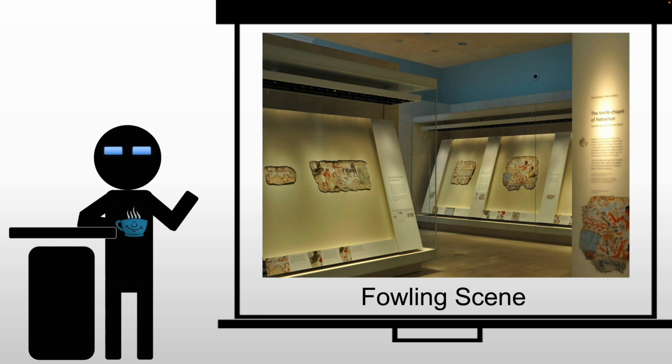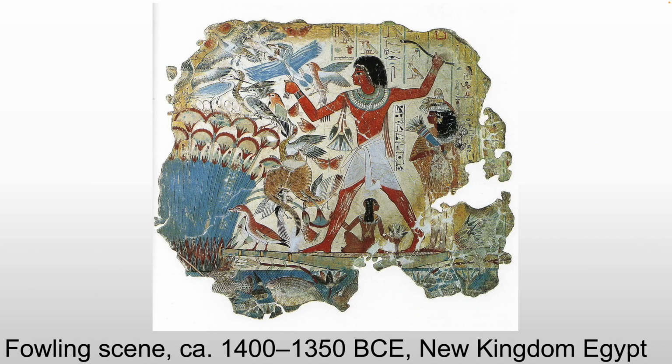The Fowling scene is an interesting piece. It's one of many Alseco frescoes that we see in tombs in Egypt. And this means, Alseco means that this is painted on dry plaster, which is part of why not too many of these survive, because again, those paints will come off in most cases.